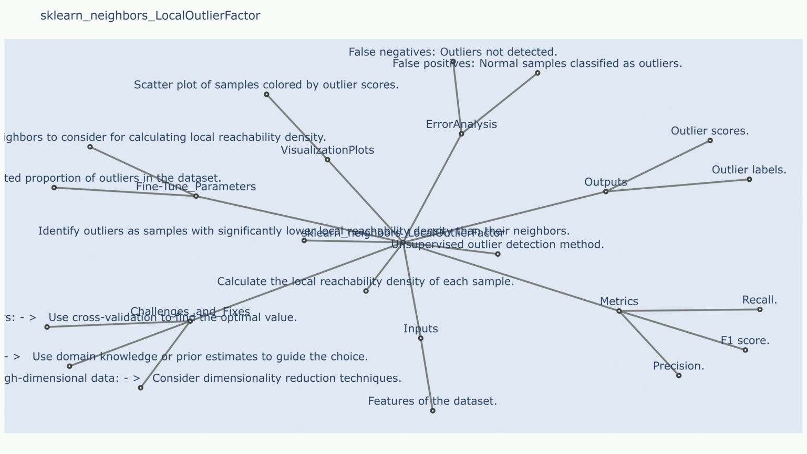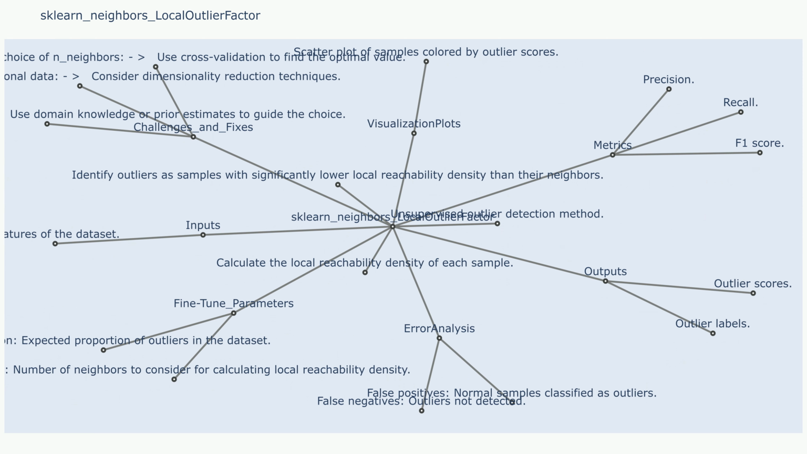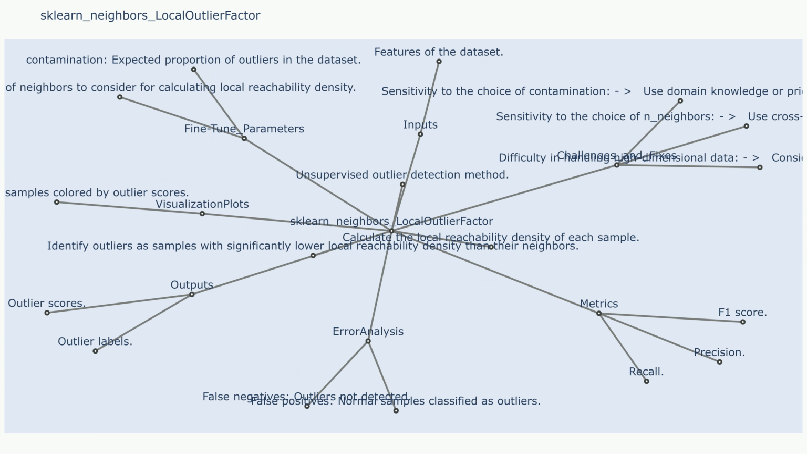Outputs. Negative outlier factor: a 1D array of shape n_samples, representing the LOF scores for each data point. Higher scores indicate a higher degree of outlierness. Labels: a 1D array of shape n_samples, containing labels for each data point. 1 represents outliers, -1 represents inliers, and 0 represents borderline points.